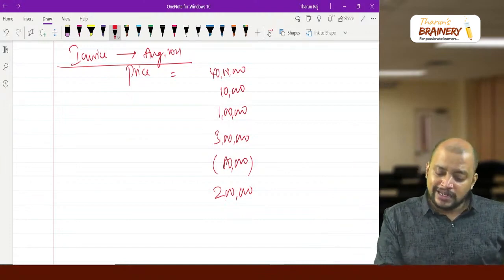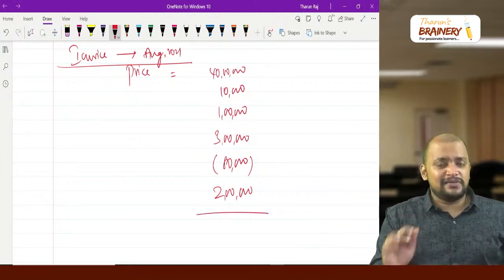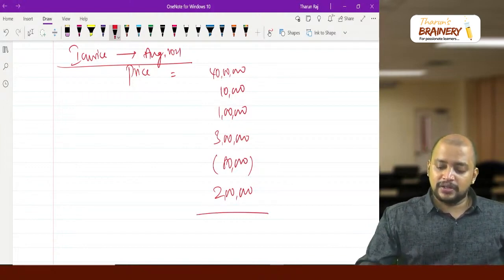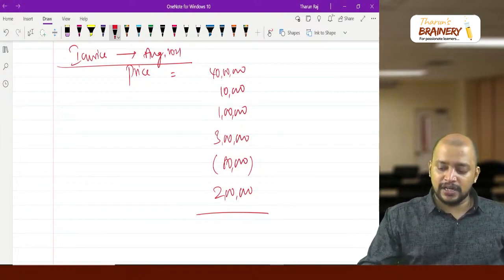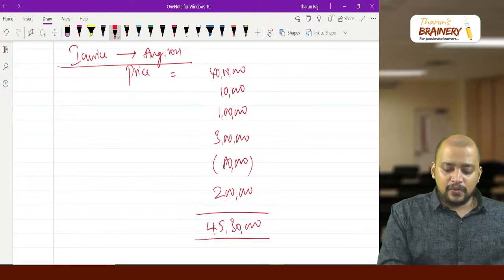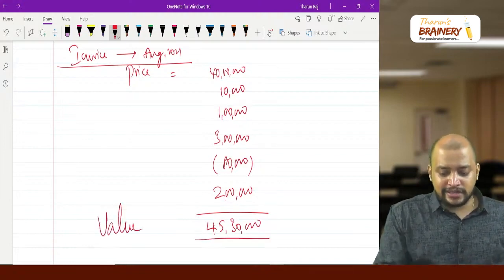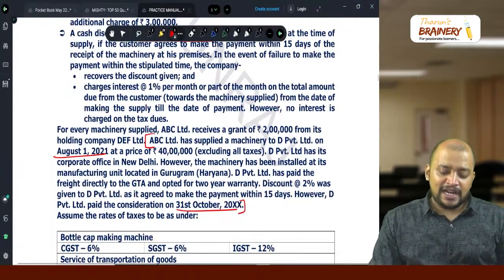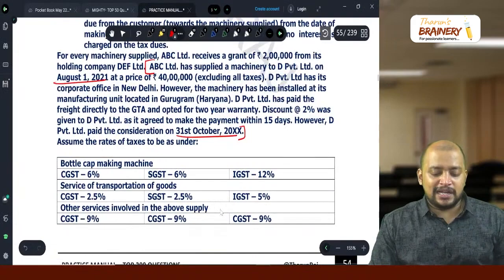Now, what is the total? So this is the value. That is 40 lakhs plus 10,000 plus 1 lakh plus 3 lakhs minus 80,000 plus 2 lakhs. So 45 lakh 30,000 is taken as the value. And what is the GST payable on this? So GST payable on this will be 45 lakh 30,000 into the rate for bottle cap making machine.